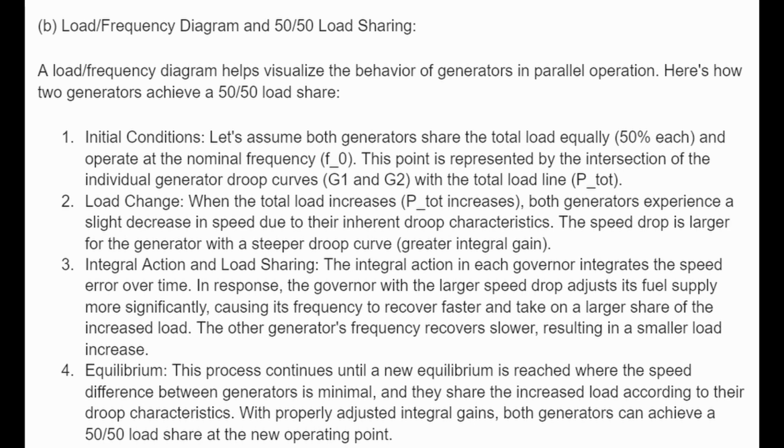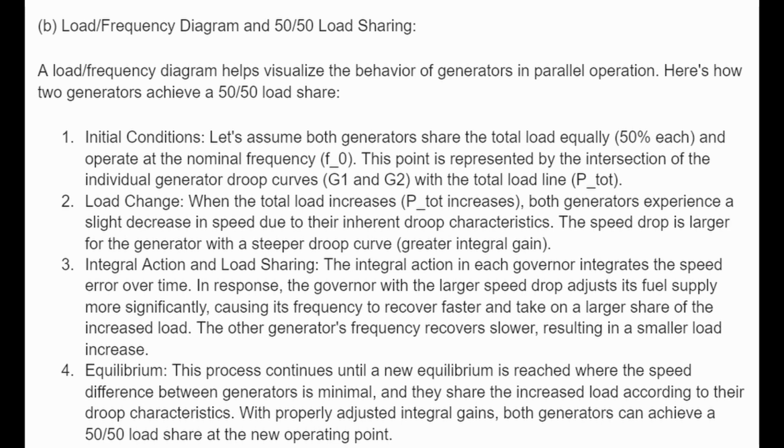2. Load change. When the total load increases, P tot increases, both generators experience a slight decrease in speed due to their inherent droop characteristics. The speed drop is larger for the generator with a steeper droop curve, greater integral gain. 3. Integral action and load sharing. The integral action in each governor integrates the speed error over time.